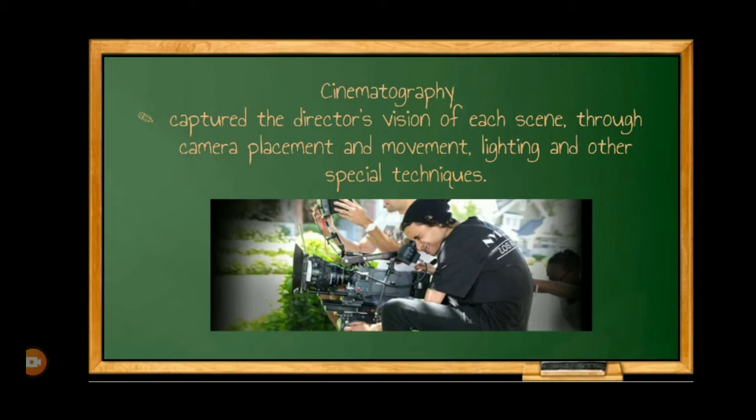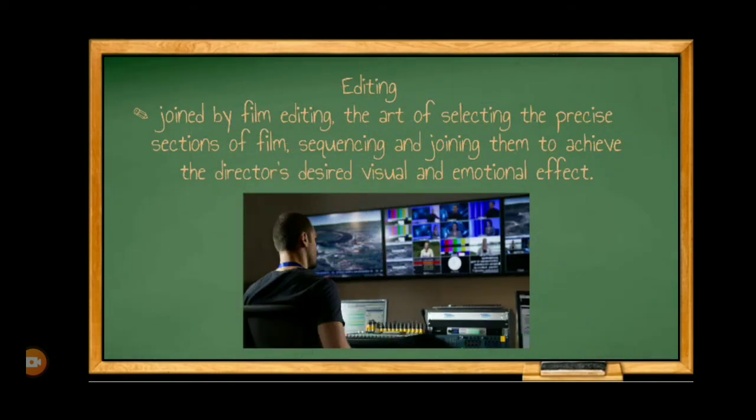Cinematography captures the director's vision of each scene through camera placement and movement, lighting, and other special techniques. Editing, or film editing, is the art of selecting precise sections of film, sequencing and joining them to achieve the director's desired visual and emotional effect.